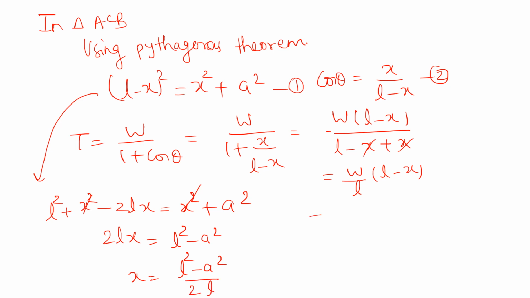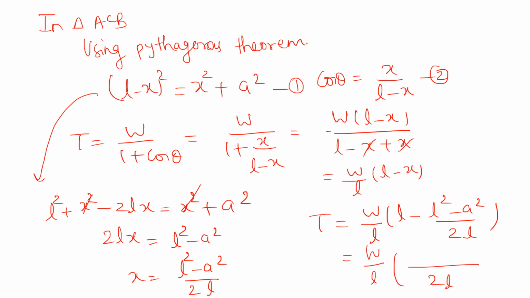So as you put here, T is equal to W by L minus x, where x is L square minus a square upon 2l. So when you take LCM, W by L, this is 2L, and this is 2L square minus L square plus a square. So here T is equal to W by L times (L square plus a square). I think we have to prove this.